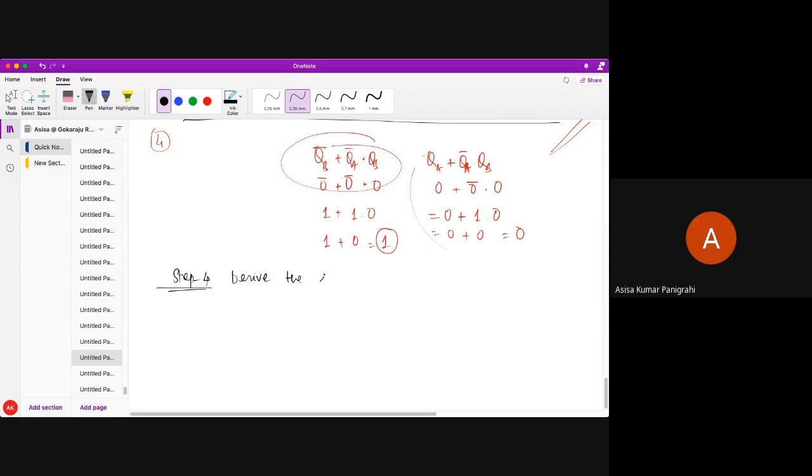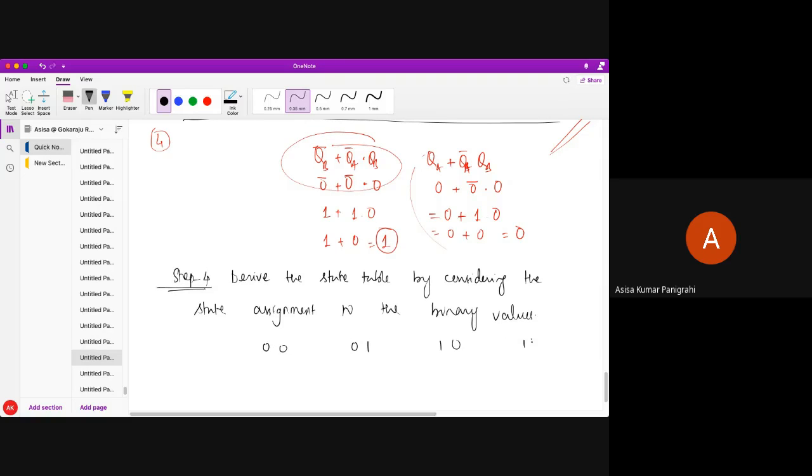What you have to do in step number 4? Derive the state table by considering the state assignment to the binary values. So I'm just going in reverse, students. Are you understanding? What are my states here? There are 4 states: 0 0, 0 1, 1 0, 1 1. What you have to do is state assignment.